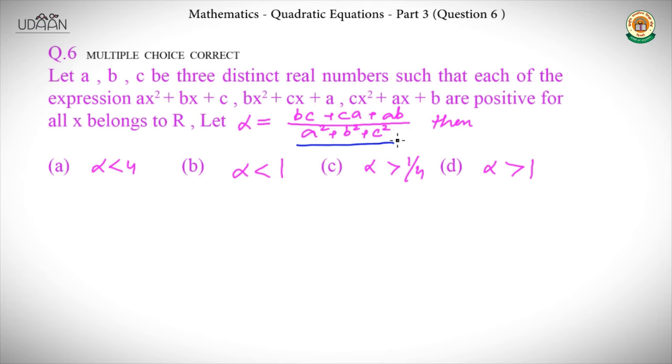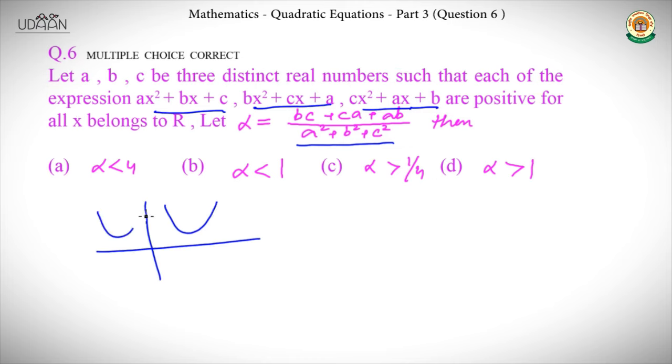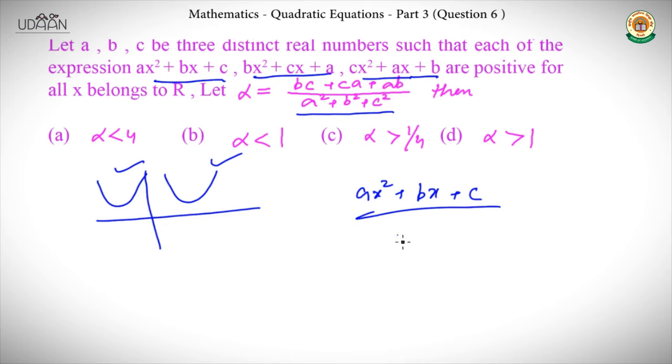Next we see we are given that these three expressions are positive for all x belongs to R. Positive means greater than 0. That is, their graph would be something like this, for all three of them. So we first consider ax square plus bx plus c. We know that it is positive for all x belongs to R. So firstly its d would be less than 0, as the graph doesn't touch or intersect the x-axis at all. And secondly a should be greater than 0.